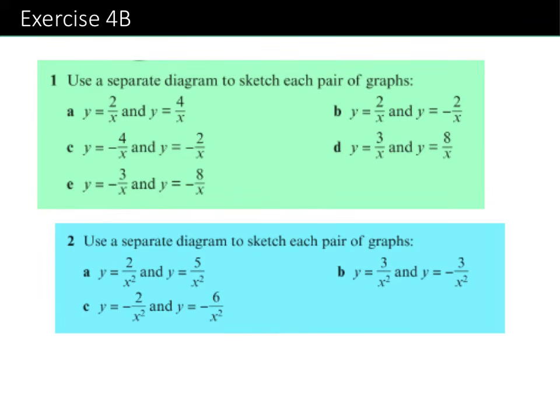What I would like you to do is you just have to be able to sketch these. This is going to take a bit of practice and time. Write this down: 1 from question 1 and 1 from question 2 for homework, please.